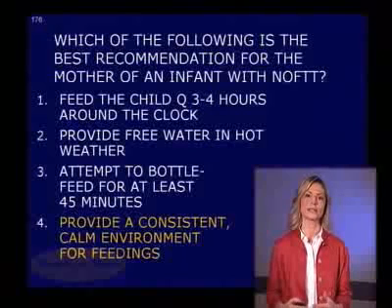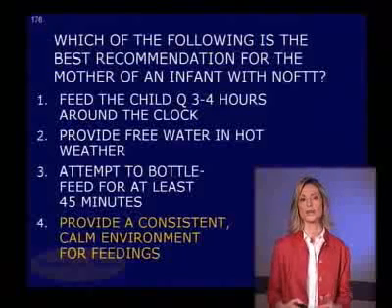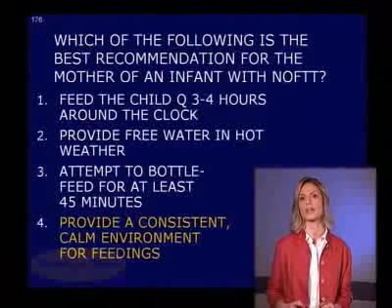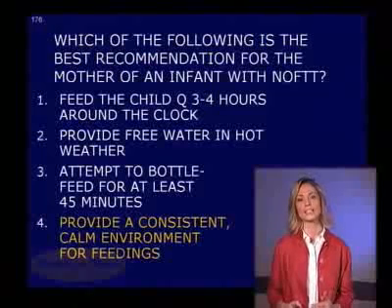Again, we want to promote as much bonding and communication between that primary caregiver and the infant as possible. Feeding the child on a strict schedule, in essence, ignores the child's own cues. When someone asks you, how much should my baby eat? Or how often should they eat? The best answer would be whenever the baby is hungry. The baby will set their own schedule.